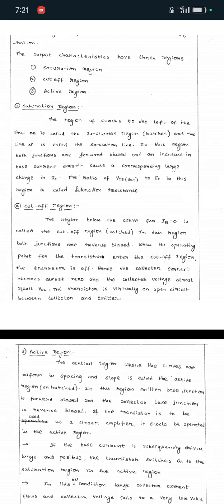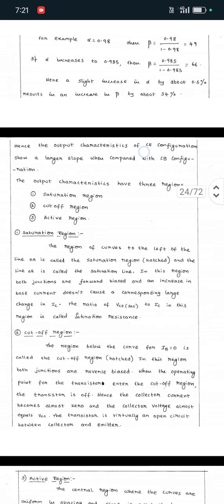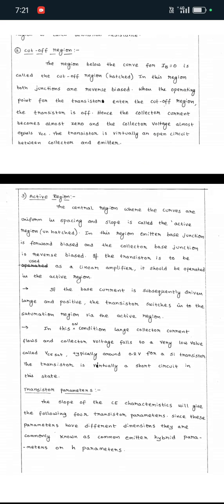The region of curves to the left of the line OA, here OA is there, that is called the saturation region. In this region both junctions are forward biased, and increasing the base current does not cause a corresponding large change in IC. Next, the cutoff region is the region below the curve for IB equal to 0.